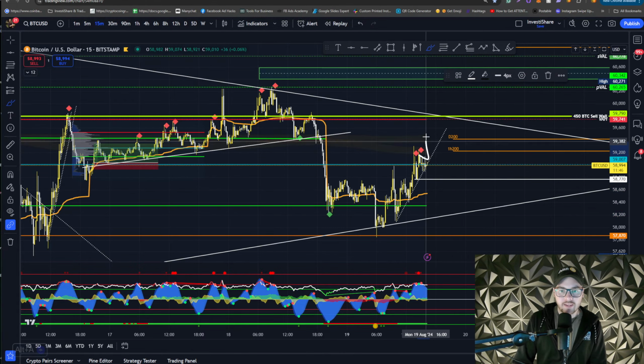But if we do manage to maintain this momentum, we'll have to eat through this giant sell wall first, and that could cause consolidation before we move up.